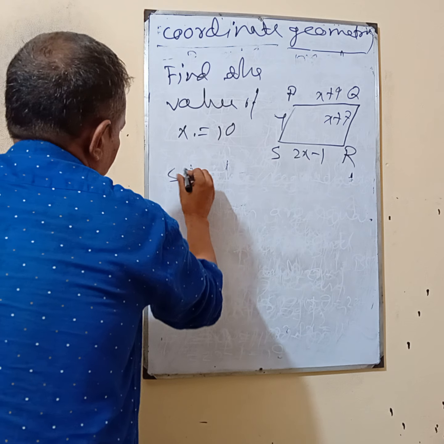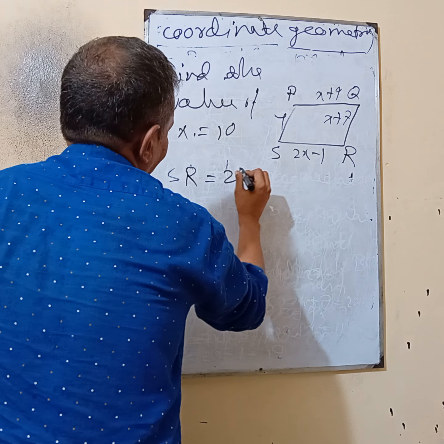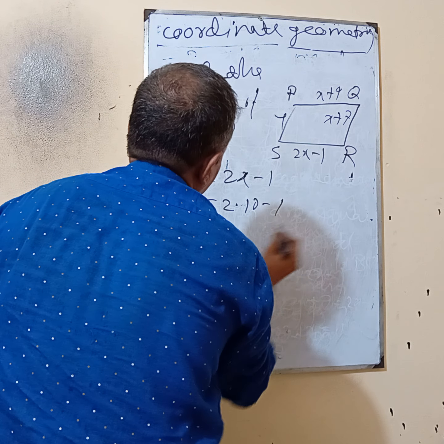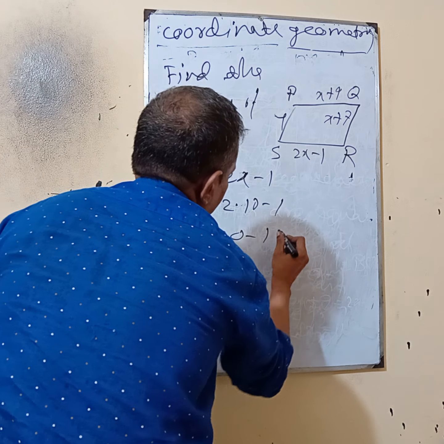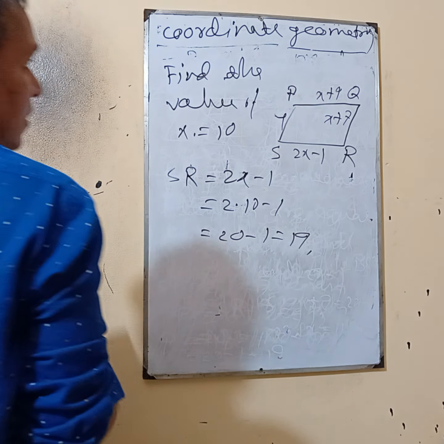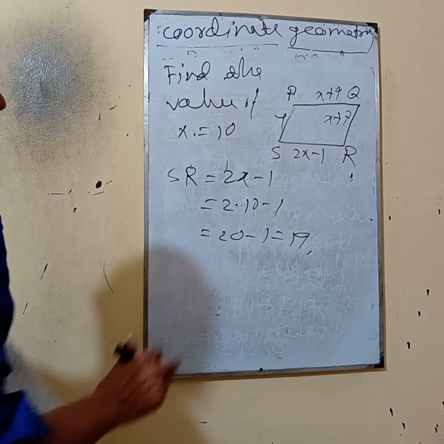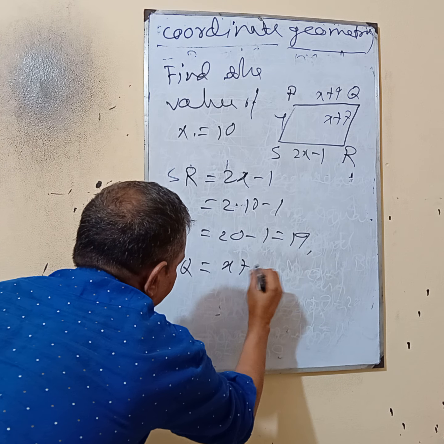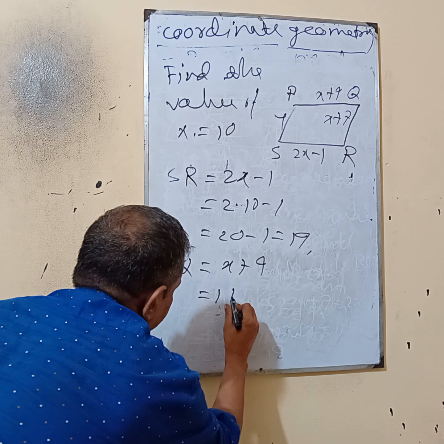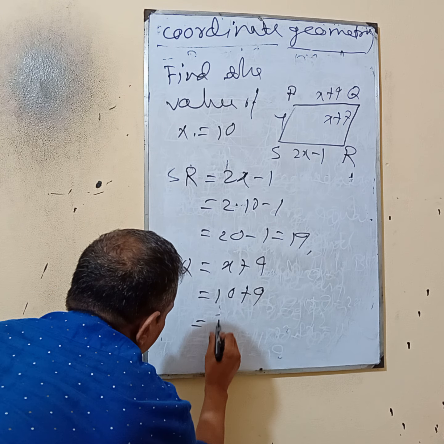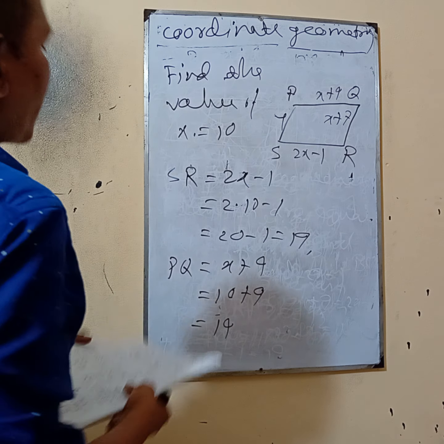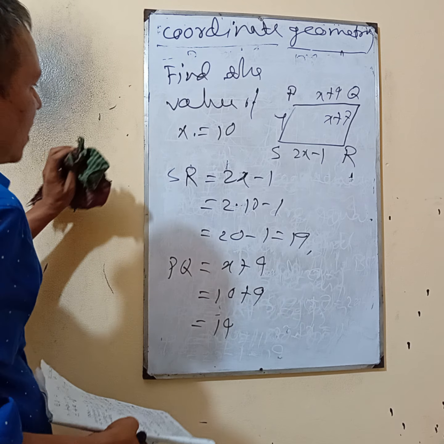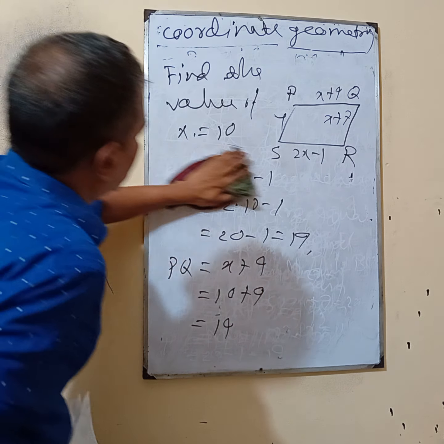And now SR. SR is equal to what? 2x minus 1 is equal to 2 times 10 minus 1, which is 20 minus 1, is equal to 19. SR is 19. And PQ is equal to x plus 9, which is 10 plus 9, is equal to 19. I have discussed further. Now I have to use this.